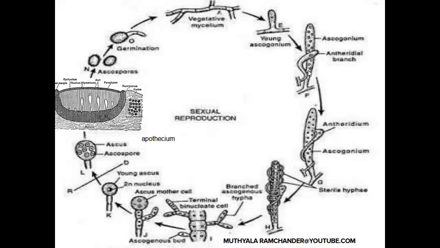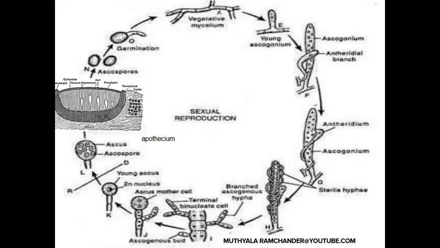Ascogonium is filled with a large number of nuclei. At the same time, laterally, the fungus produces a ribbon-like structure called the male reproductive organ, the antheridial branch. At the mature stage, the ascogonium and antheridium touch at the terminal part of the ascogonium.